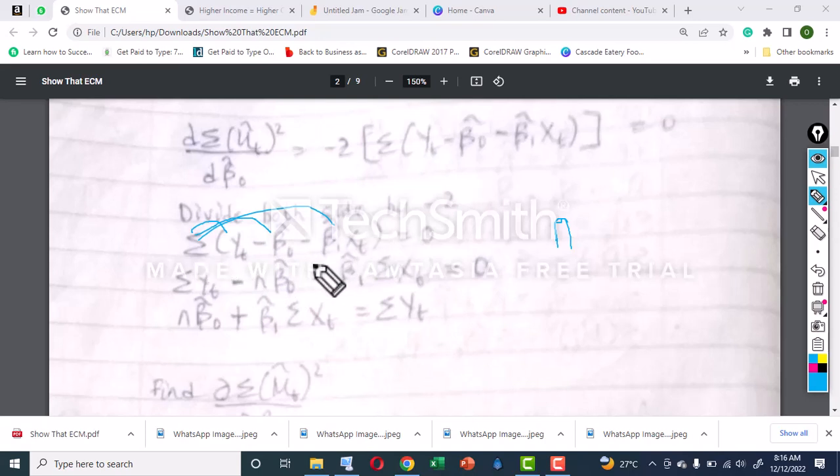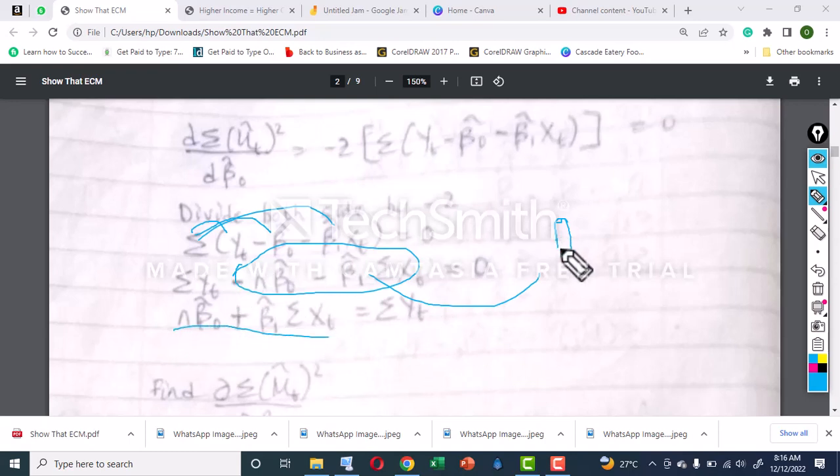Then summation times this, it only affects this xt. But now that's summation beta 1 times summation xt. Everything is equal to 0. So by the time you bring these guys to this side, they all change to plus, and this one is standing on its own. So we have summation yt is equal to this. So that's what we have now.